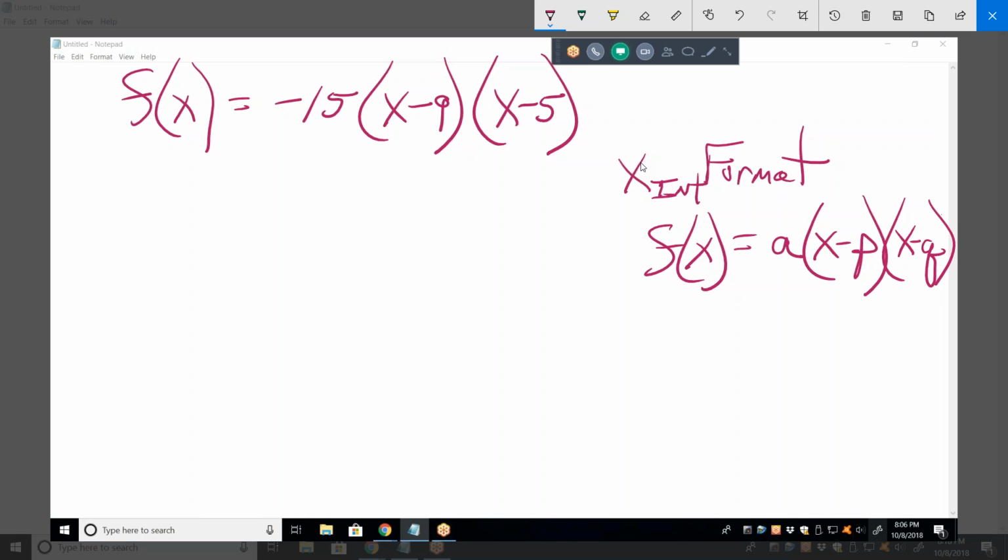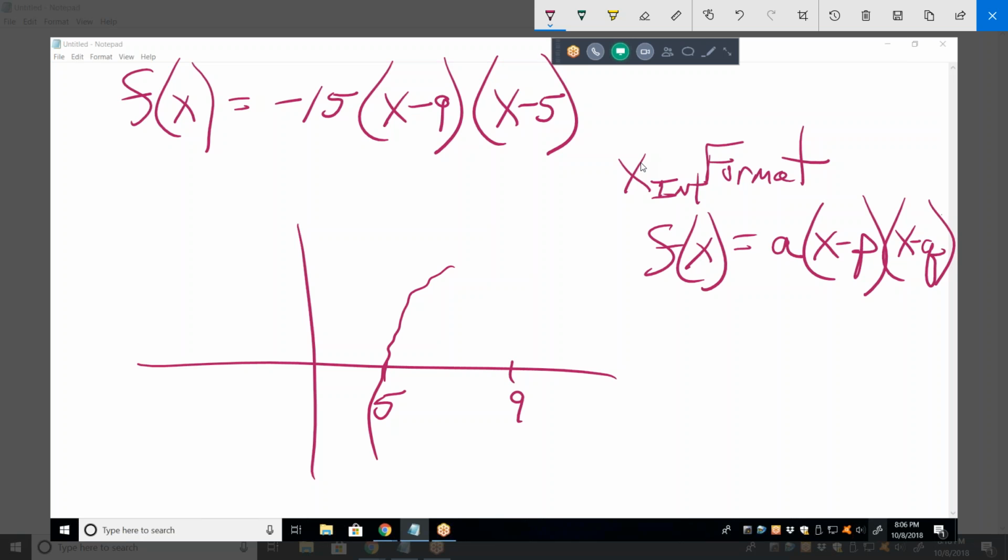In other words, what this is saying is that I know I have an x-intercept at 9, and I know I have an x-intercept at 5, and it's a parabola that opens down, so it's going to have to look something like that. So just knowing that, this is also a very good format. That tells you an awful lot of information. It doesn't give you the vertex, but notice how easy it is to find the line of symmetry, which gives us the x-coordinate of the vertex.